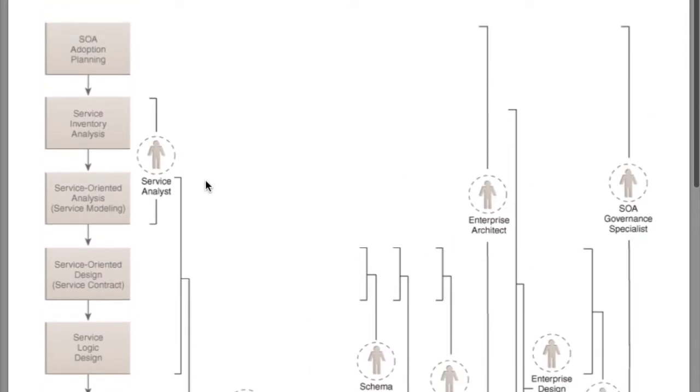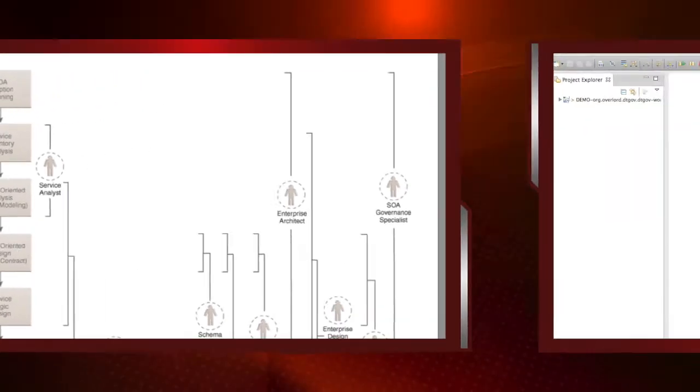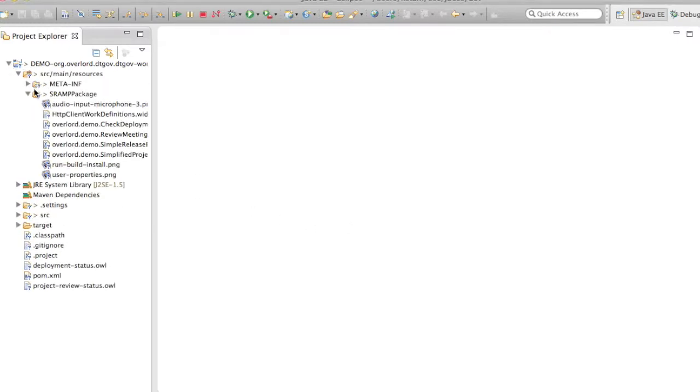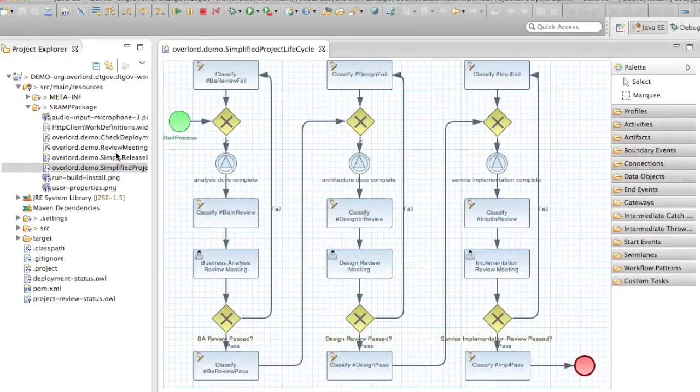In this demo, we will just model 3 of these boxes. We will have an analysis phase, a design phase, and an implementation phase. Just as we previously did with the release workflow, we will now open up the simplified project lifecycle workflow.